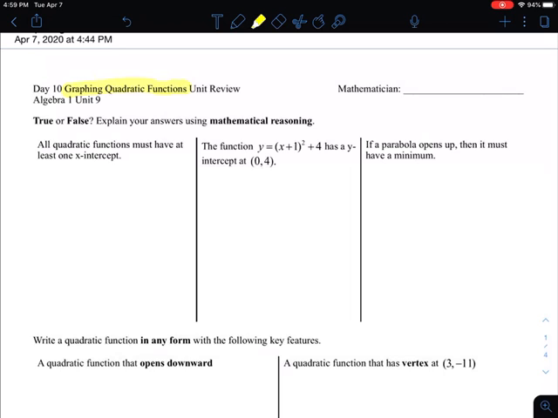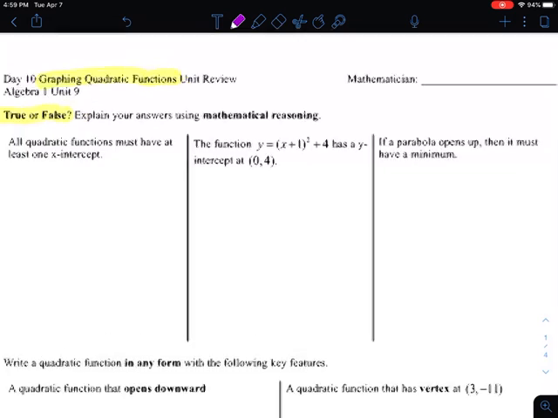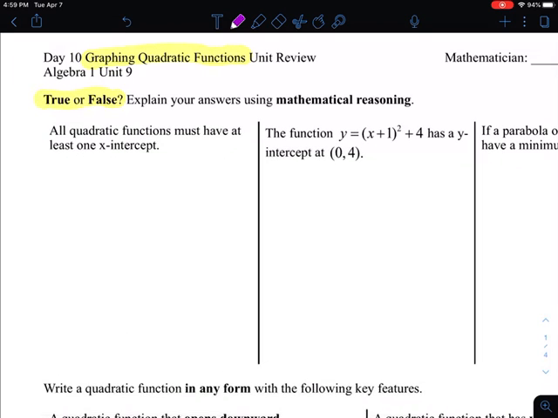So first we have a true or false section. We didn't really do many of these problems, but let's take a look. I'll look at the first one with you. All quadratic functions must have at least one x-intercept. Do you think it's true or false?